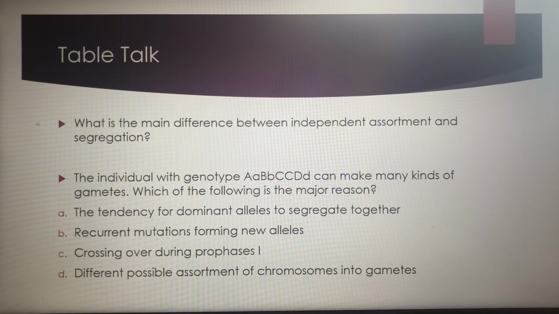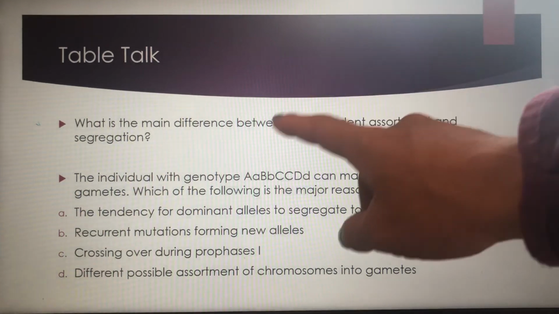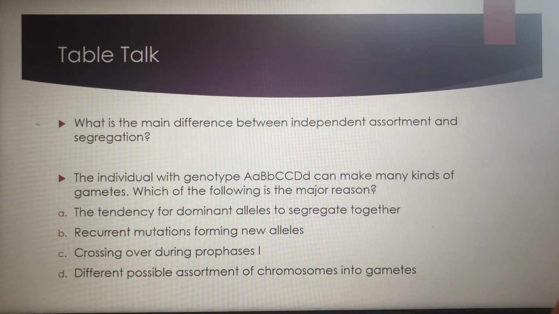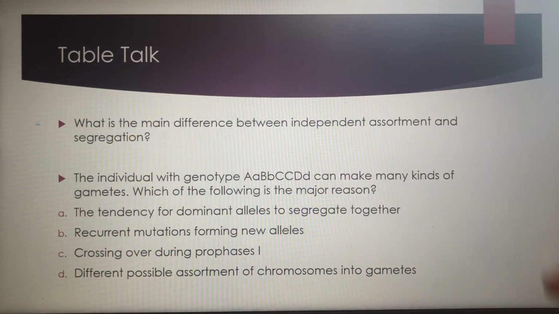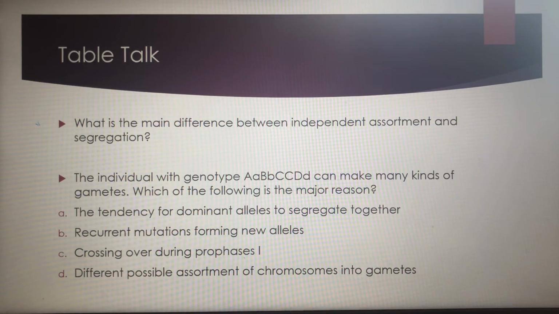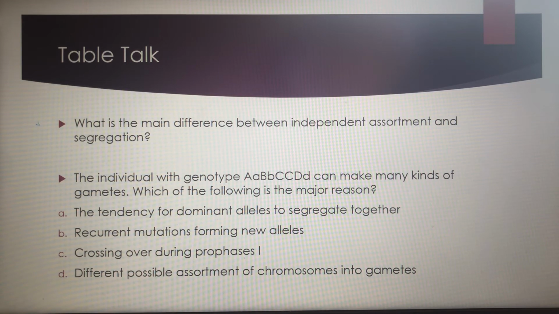So here's some great examples of test questions. What is the main difference between independent assortment and the law of segregation? Hopefully you've got that by now. Independent assortment is when you're looking at 2 genes or 2 traits and their relationship or lack of relationship with each other, and it can be demonstrated by a dihybrid cross. The law of segregation basically says you get 1 trait from your mom, 1 trait from your dad. It's 1 allele from your mom, 1 allele from your dad.